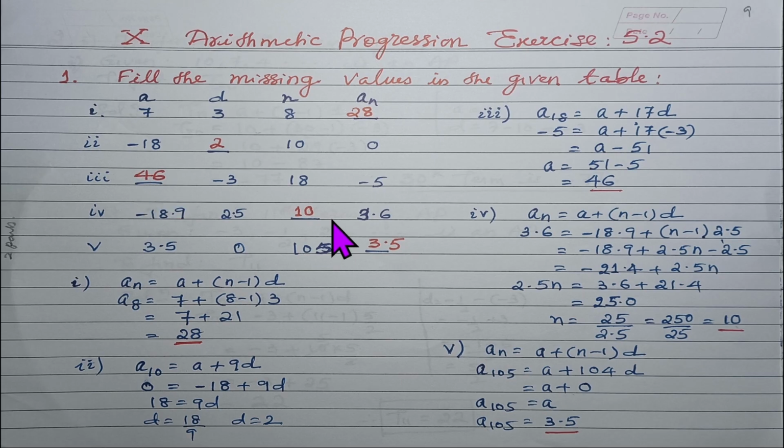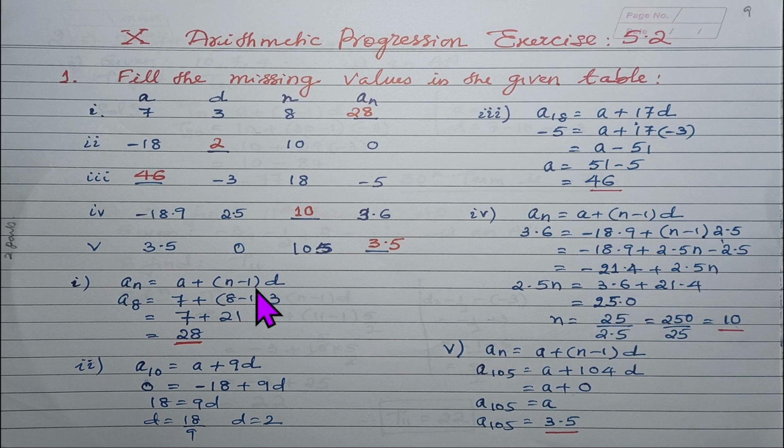And in the fourth example, we have to find n here, and an is equal to a plus (n minus 1) into d, and we have been given that an is 3.6 and a is minus 18.9, plus (n minus 1) into d, that is 2.5. Simplifying this, we get that n is equal to 10. So we have got the value of n as 10. Simplification is simple, so you can do that yourself.